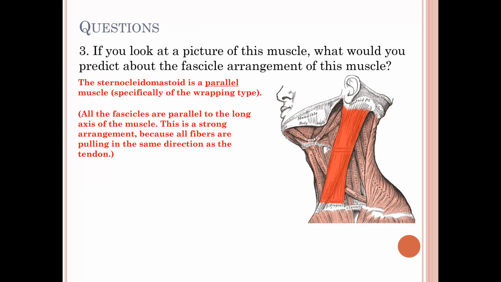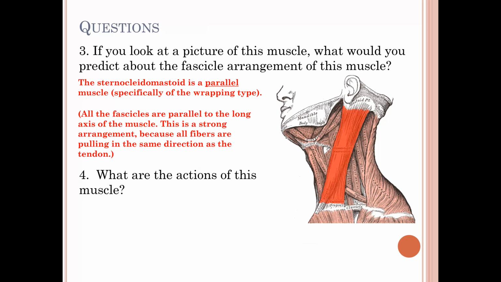So all of the fascicles are parallel to the long axis of the muscle, and this is a very strong arrangement because all of the fibers are pulling in the same direction as the tendon. As for the wrapping type, I forgot to say, this is also the flat type of parallel muscle. So you have the type with the belly and the flat type, and this is one of the two flat types.